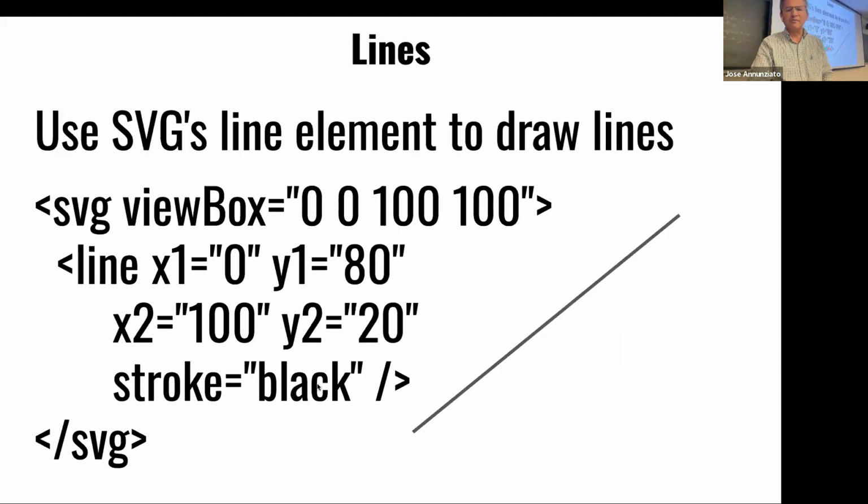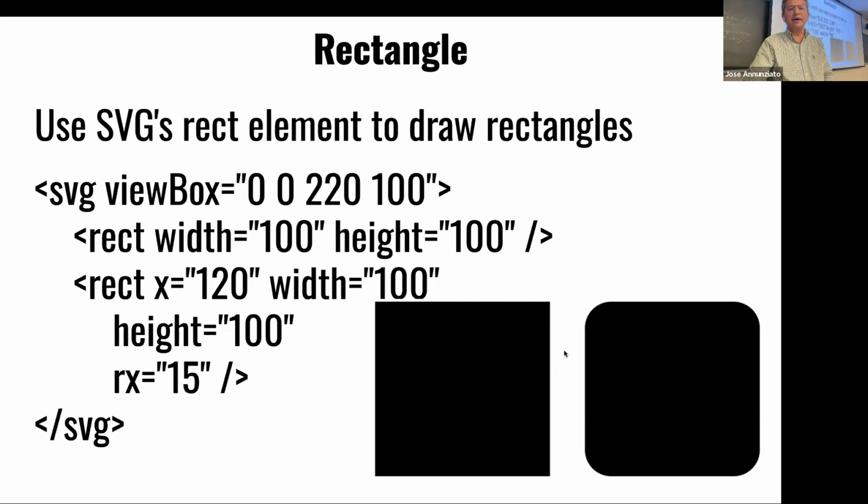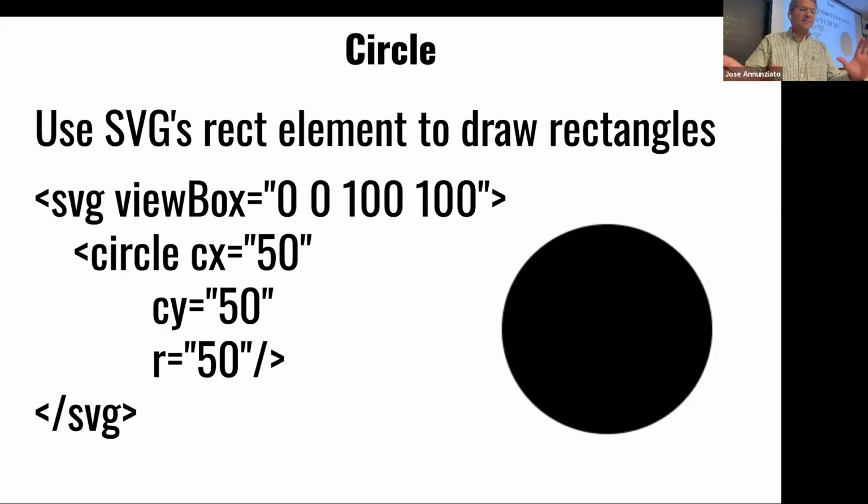So these are just some really trivial examples of drawing a line, drawing rectangles, drawing rectangles with rounded corners. So I'm not going to go into details. If you want to explore on that, there's plenty of documentation on SVG.